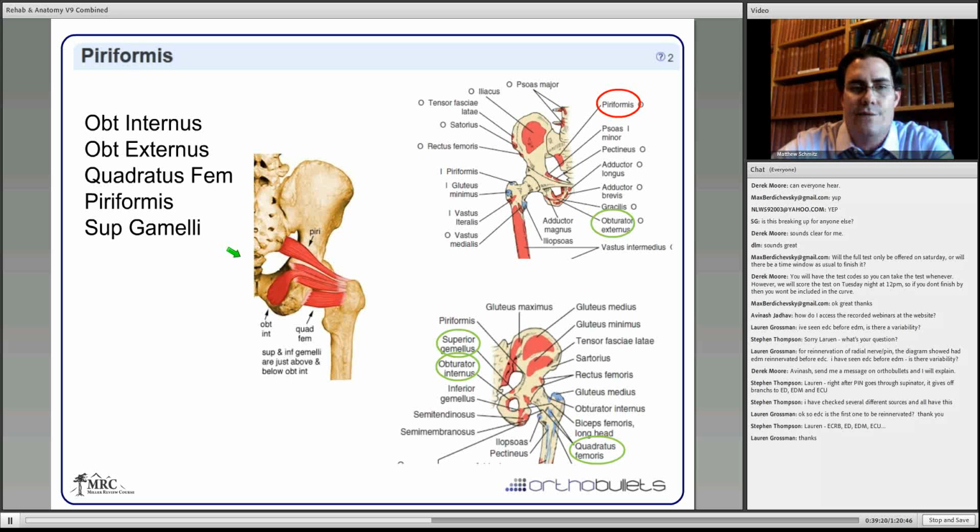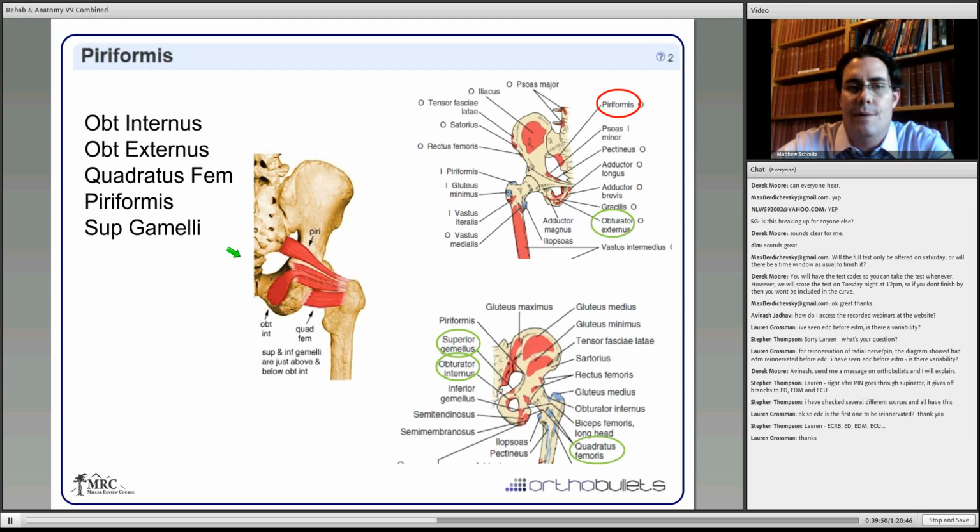The quadratus femoris is one of the short external rotators, and that is going to be coming off the ischial tuberosity, inserting over in your intertrochanteric region. The piriformis we'll get to in a minute, but then the other one is the superior gemellus, which again is going to be coming from right around the area of the obturator foramen. And the piriformis, you can see its origin is here, on the ventral surface of the sacrum. So by process of elimination, you can answer this question.